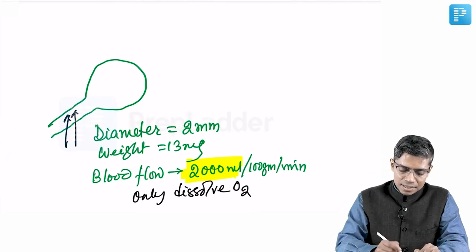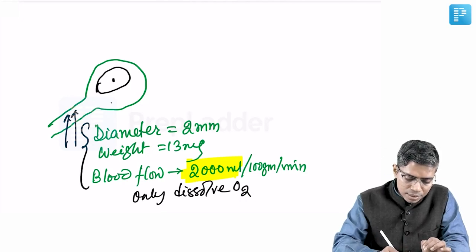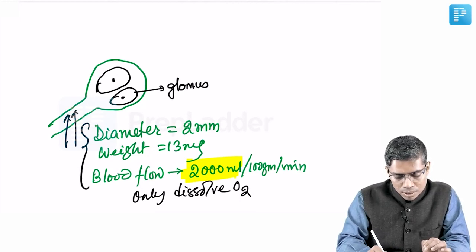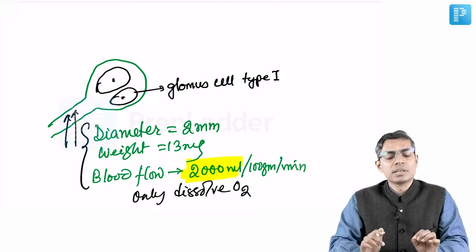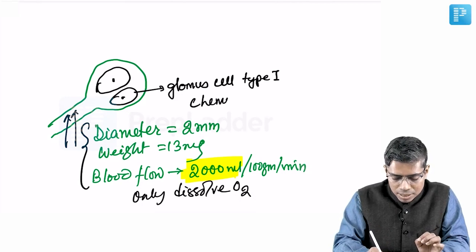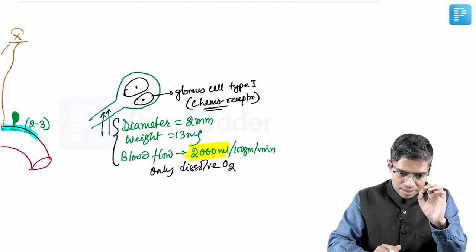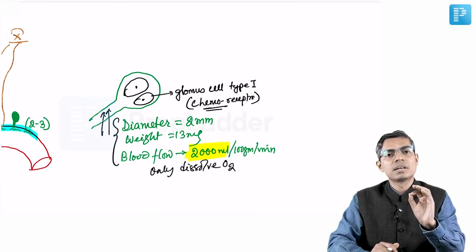Now, inside this carotid body and aortic body, there is a special type of cell. This cell is known as the glomus cell type 1. This glomus cell type 1 is actually the chemoreceptor of your body. Getting my point? So the glomus cell type 1, which is present inside the carotid body and aortic body, is actually the chemoreceptor of your body.